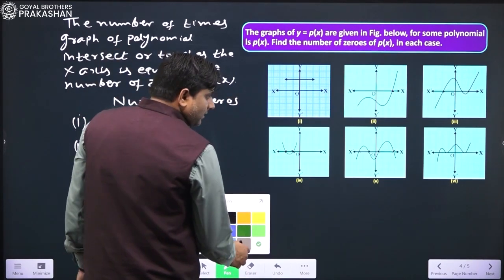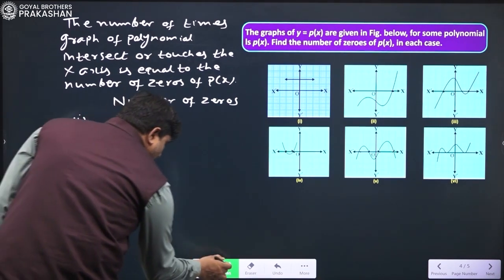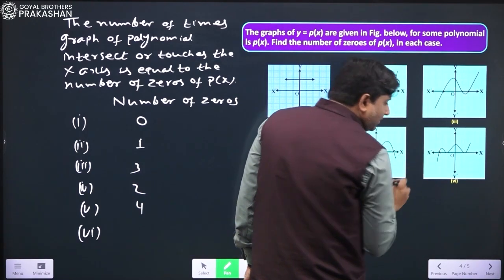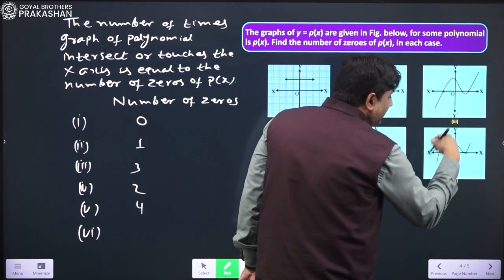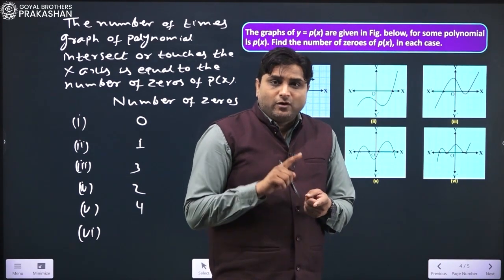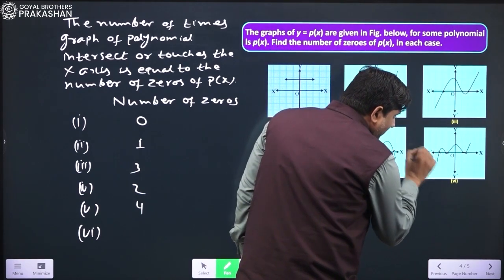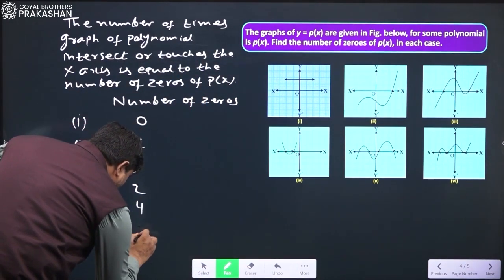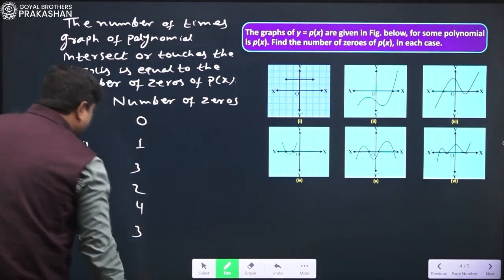Now for the sixth part, the graph intersects at 1 point and touches the x-axis at 2 points. It intersects at 1 point and touches the x-axis at 2 points. So whenever it touches the x-axis, it also includes 1 zero only. So 1 zero for the point where it is intersecting, 1 for this and 1 for this. So the number of zeros for this sixth part is 3.